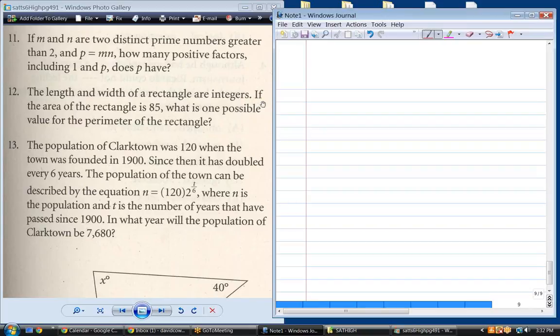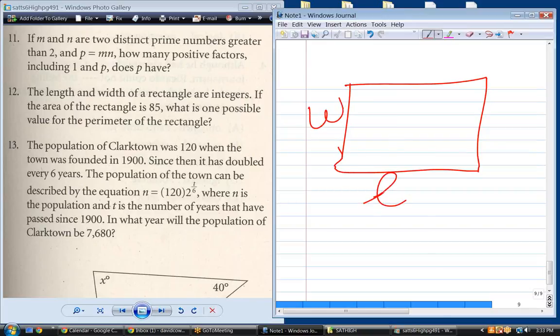The length and width of a rectangle are integers. If the area is 85, what is one possible value for the perimeter of the rectangle? The length and width are integers, and the area equals length times width equals 85. What is one possible? 85 and 1. There you go. I was just thinking to do that myself, too. Why fool around with trying to factor that? So 172. Very good.